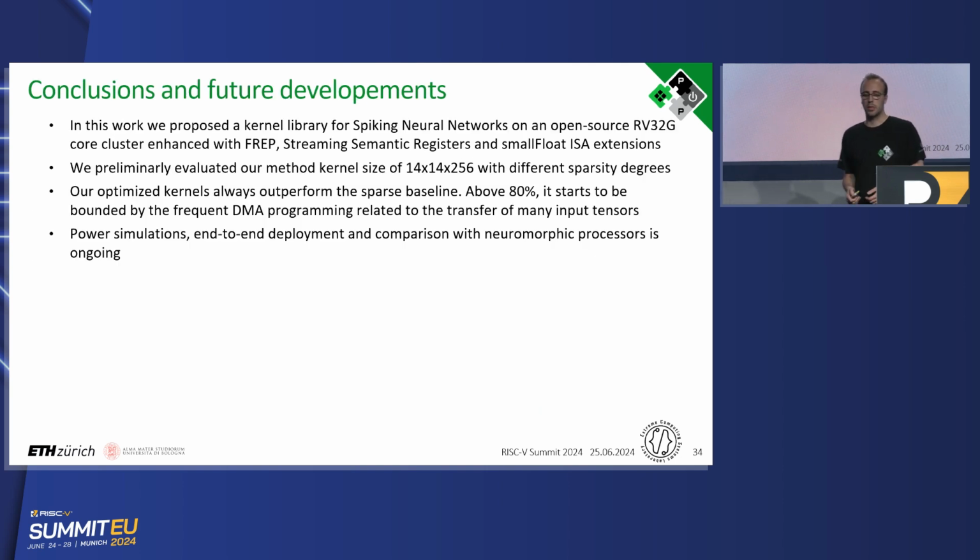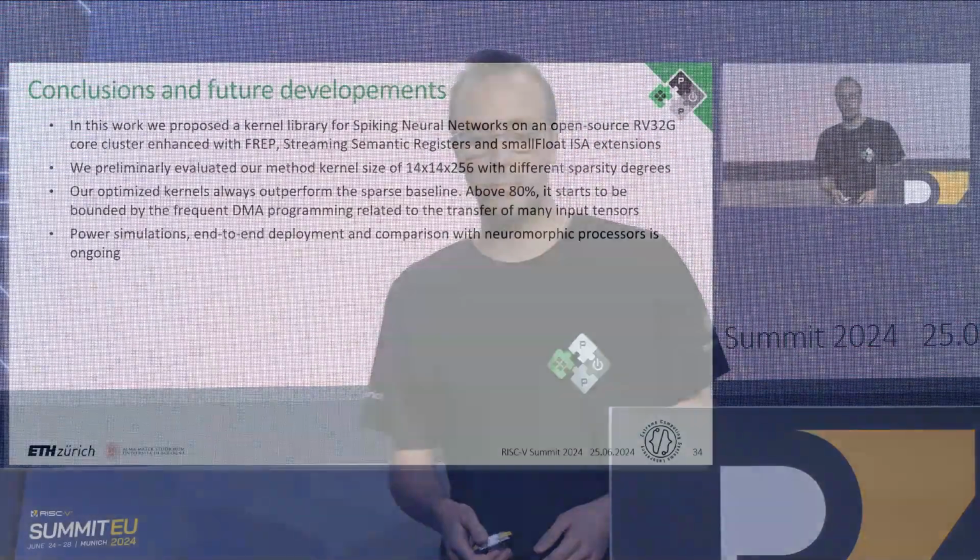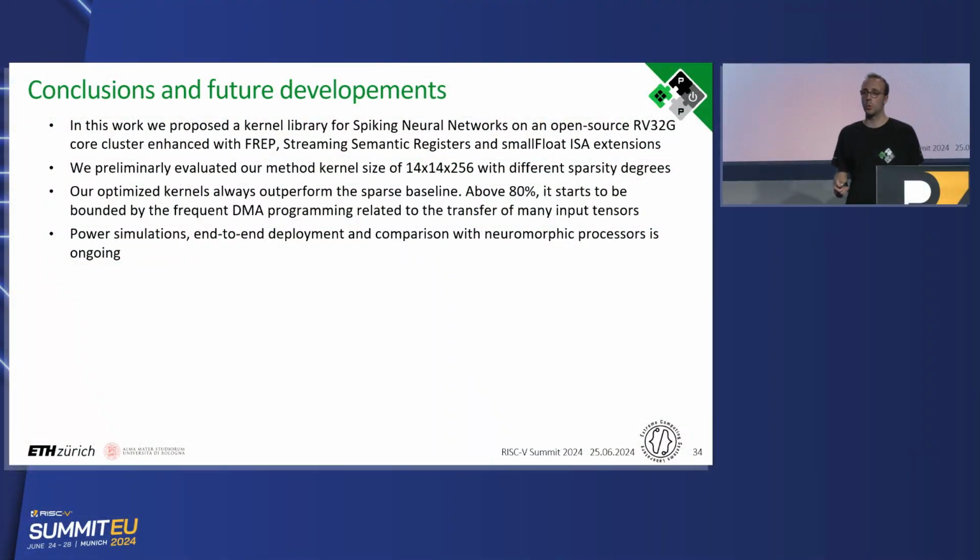So in conclusion, we proposed a kernel library for spiking neural networks, the first on RISC-V systems. In particular, we targeted a Snitch-based platform where we exploited all its ISA extensions to accelerate the workload and to maximize the floating point utilization. We also preliminarily evaluated our method on a kernel taken from a spiking VGG model, and we set different sparsity levels. Our optimized version always outperforms the baseline, and power simulation, end-to-end deployment, and comparison with neuromorphic processors are now ongoing.